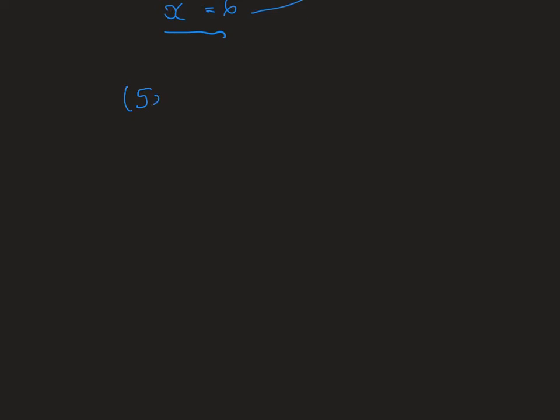Brackets 5x minus 3 over 2 is equal to 2x. Alright, so what do we have in the denominator here? We just have the 2. And we're going to start by multiplying both sides with the denominator.